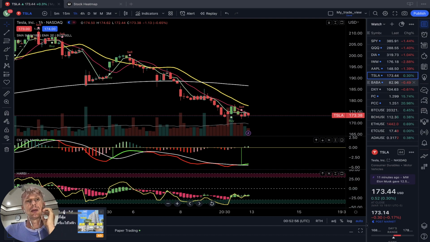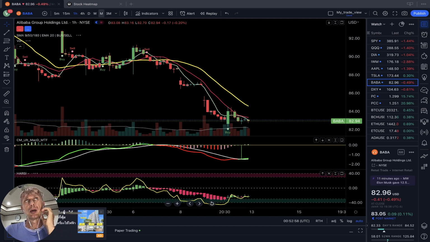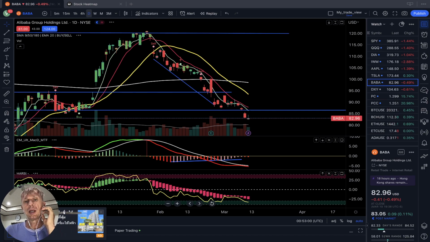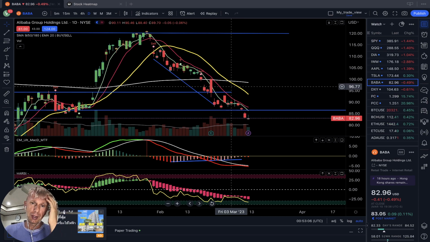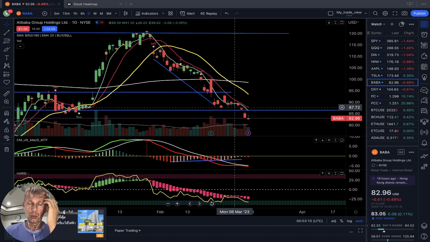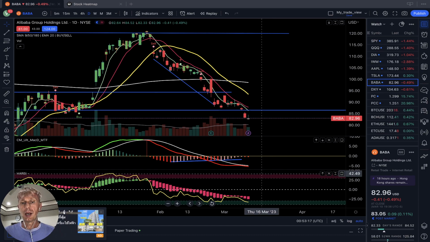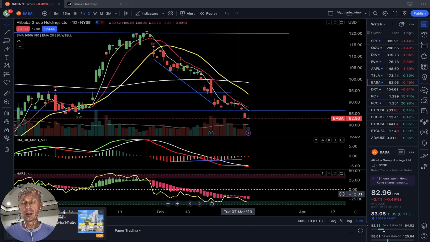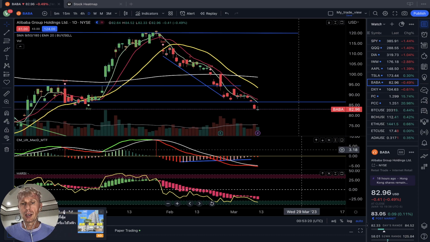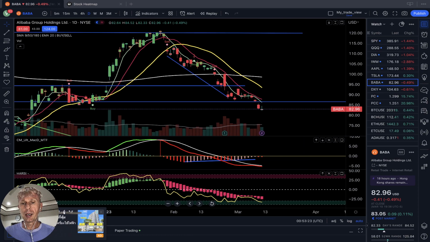Let's check BABA daily. Alibaba Group, daily time frame, last bar below all moving averages, MA20 did bearish crossover. It is fully confirmed bearish trend, all moving averages below 200 and bars below 200. MACD bearish, RSI bearish and oversold territory. Heikin Ashi red, bearish also.